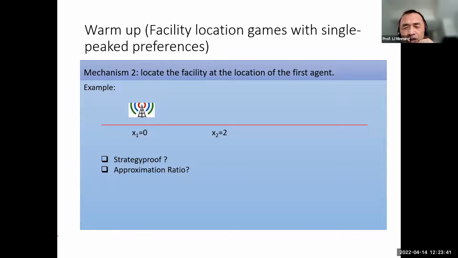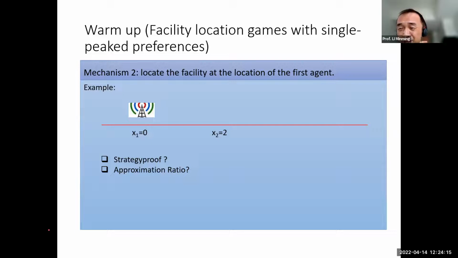Now we know nobody will cheat, but will this solution be good? Actually, this solution is relatively good. Why? Because if you place the facility at 0, then what's the maximum cost you get? It's the length of the interval x1, x2, right? So it's 2. Now, what's your optimal solution? You place it in the middle, right? And the max distance is 1. So what's the approximation ratio here? The approximation ratio will be 2, right?